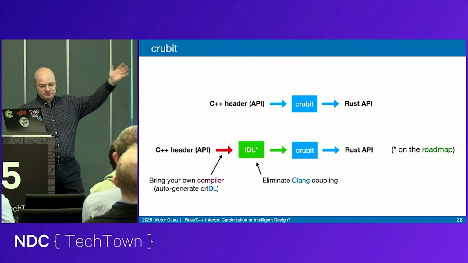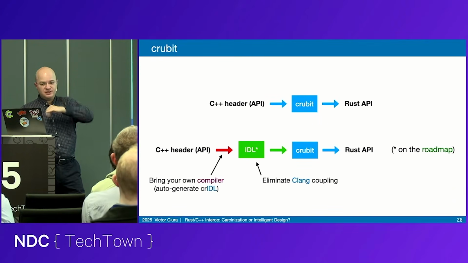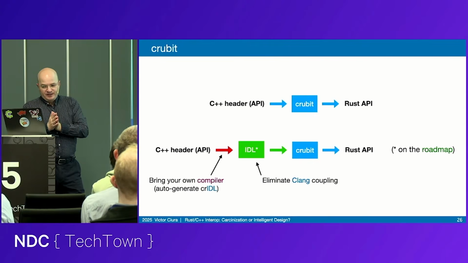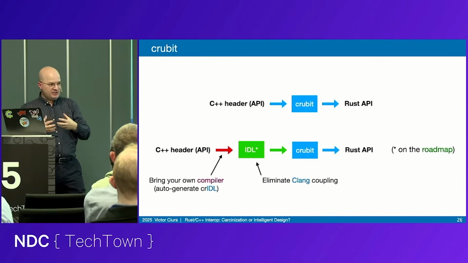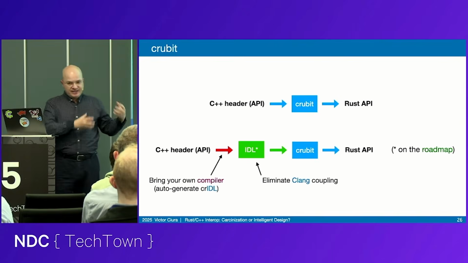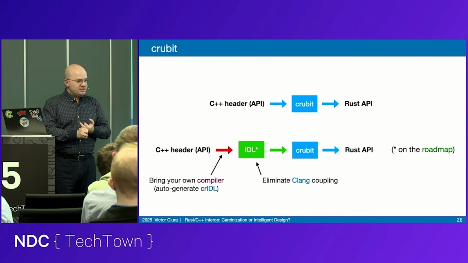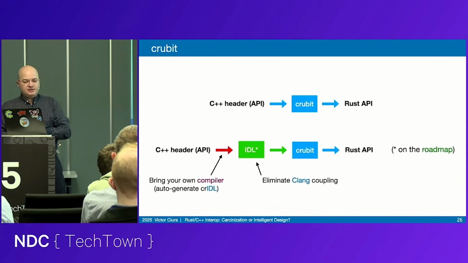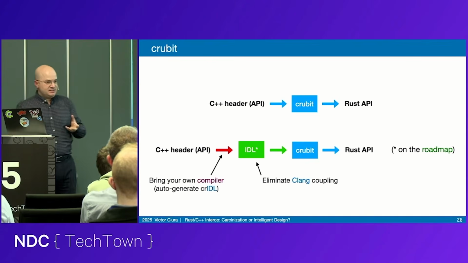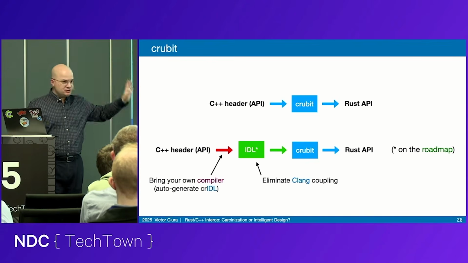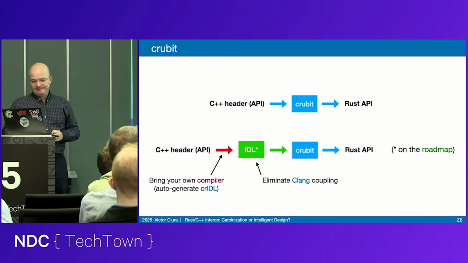And sort of on the top is the current situation in implementation. So let's say from a C++ header, the API goes through Krubit to get the Rust API. And the plan here is to eliminate this Clang coupling by introducing this optional IDL in the future. That would allow you to bring your own compiler. If you have a layer, a sort of bridge, that adapts from, let's say, GCC or MSVC to produce this IDL, then you won't have to rely on Clang necessarily on the C++ side. So it's not there yet, but there are plans in motion.